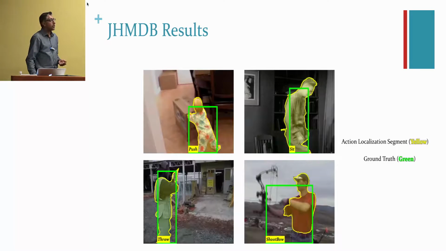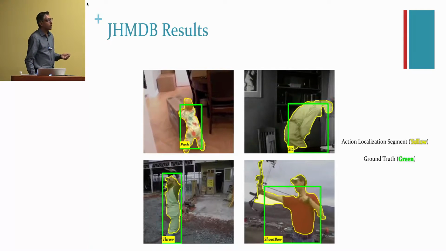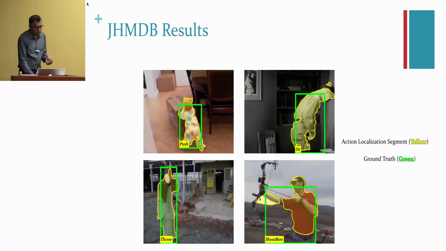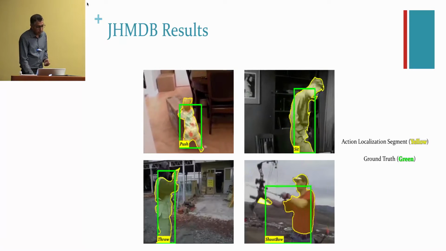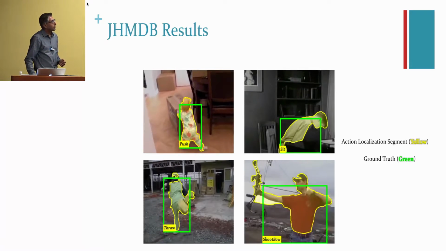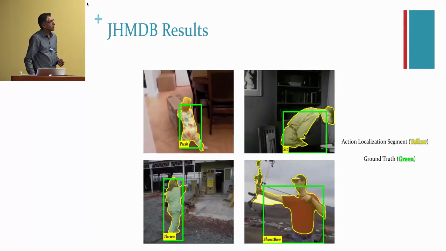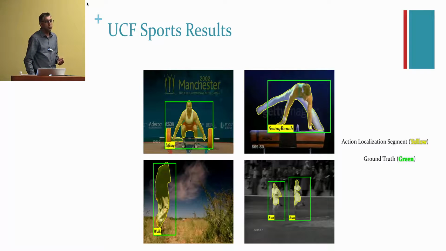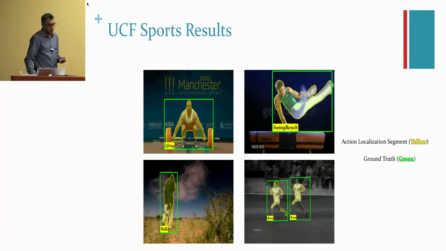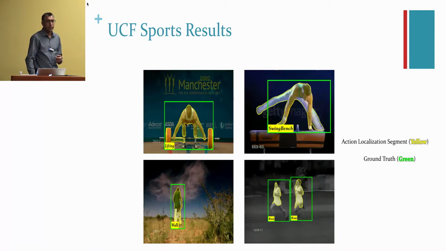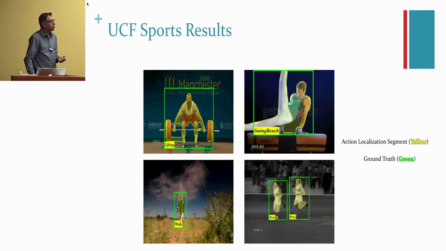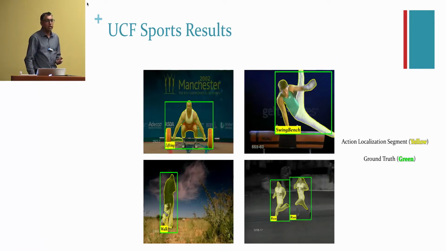Here are some qualitative results where we are showing our action localization results given by the yellow contour and comparing it with ground truth shown by the green bounding box. So these are from GHMDB, which consists of pushing, sitting, throw, and so on. Here are some more results from UCF Sports, which consist of swing bench, walking, running. Here you can observe that we are able to localize multiple actions simultaneously.